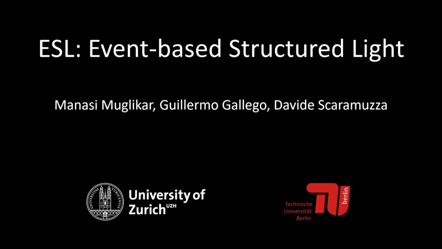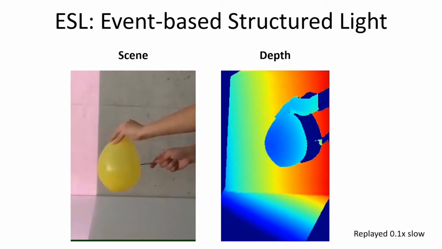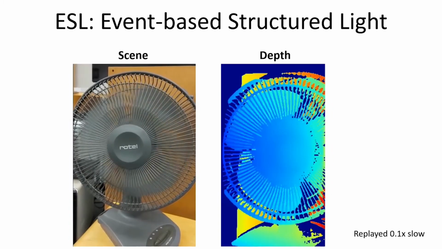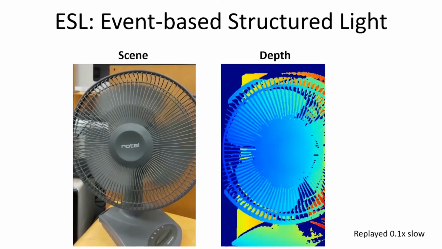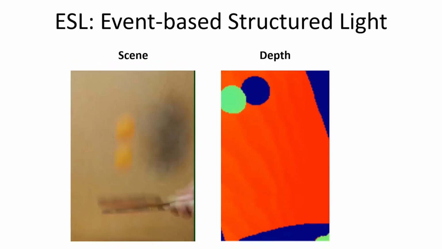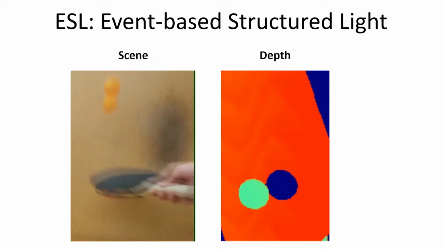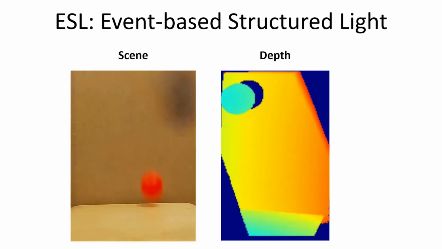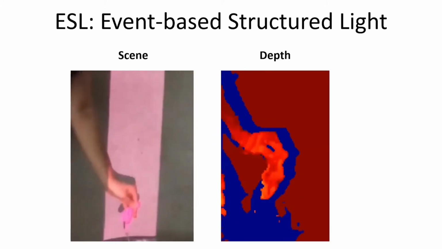That's all. Thank you. We present ESL, Event-Based Structured Light. ESL is a novel method for structured light depth estimation with event cameras. It excels in highly dynamic scenarios which are difficult for frame-based depth sensors. Estimating depth in these scenarios is challenging since it requires high temporal resolution and robust performance in difficult illumination conditions.